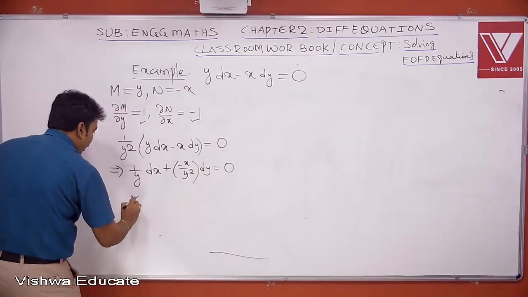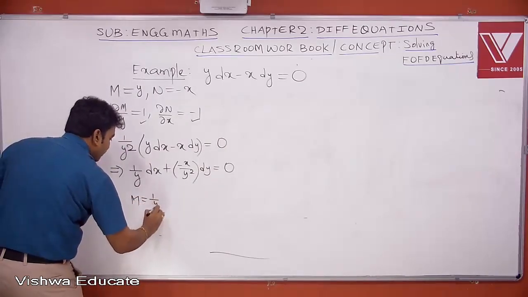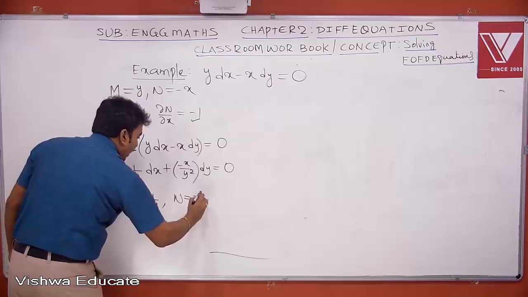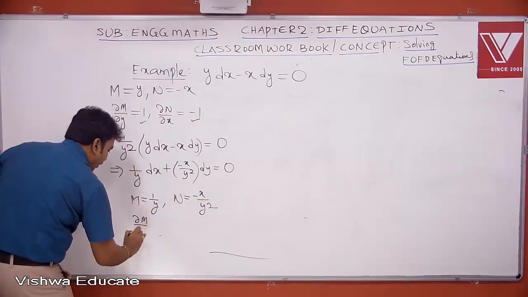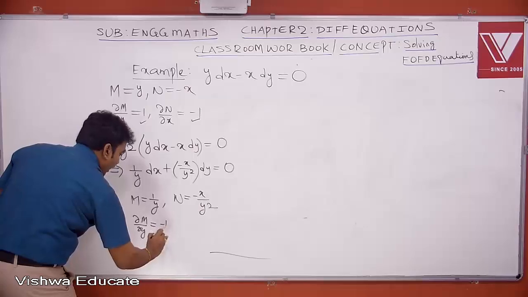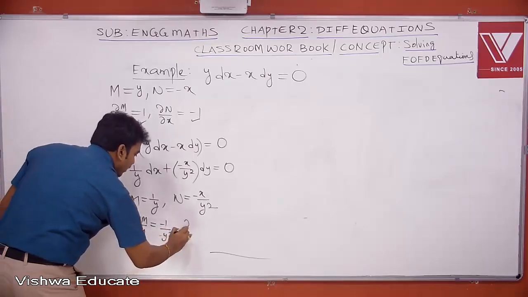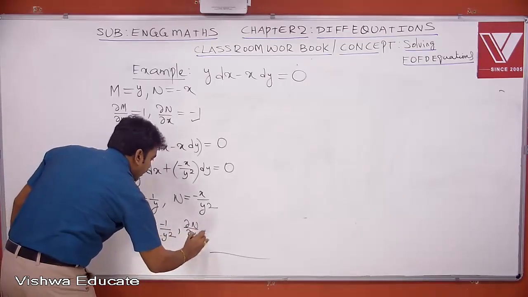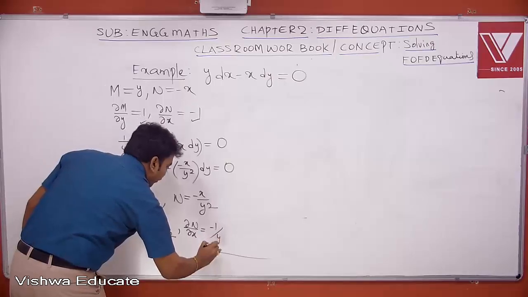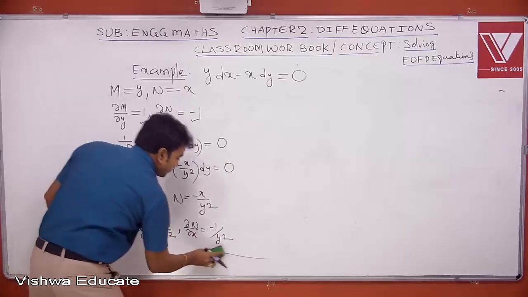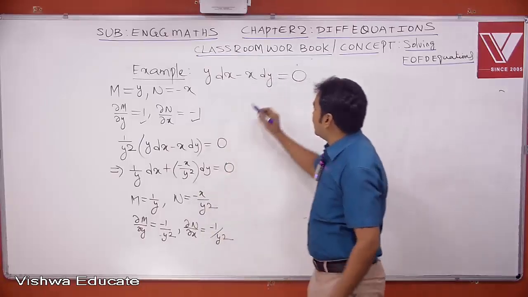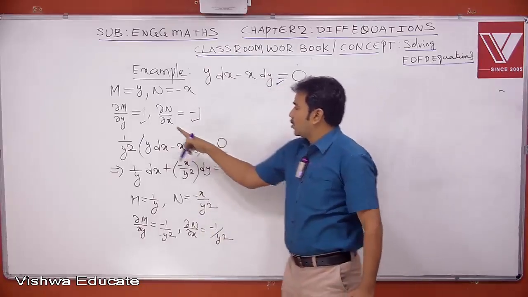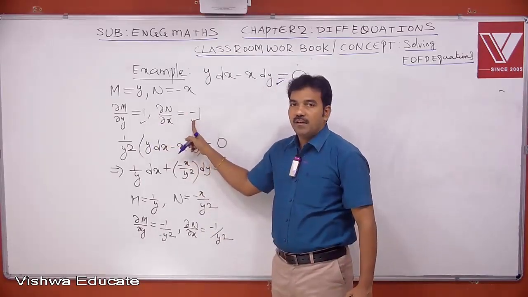Now this is the latest value of M, this is 1 by y. And N is minus x divided by y square. So here dou M by dou y equal to minus 1 by y square, and dou N by dou x equal to minus 1 divided by y square. Therefore, when you look at this, both are the same quantities, so the equation has become exact.